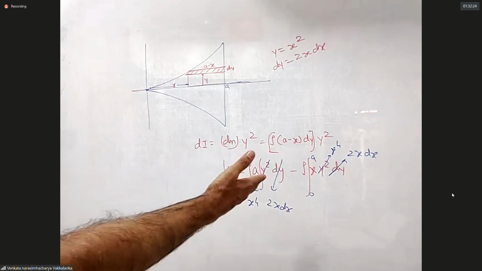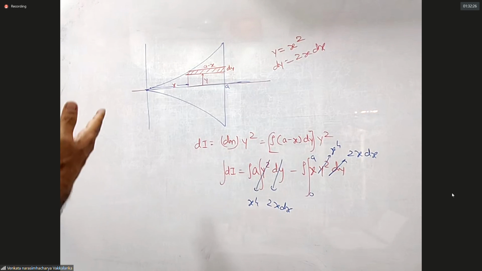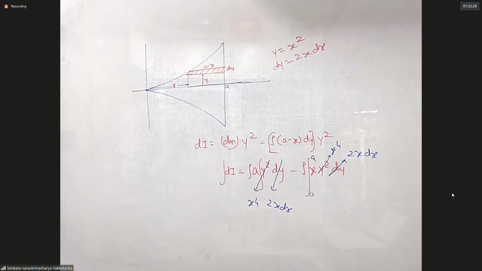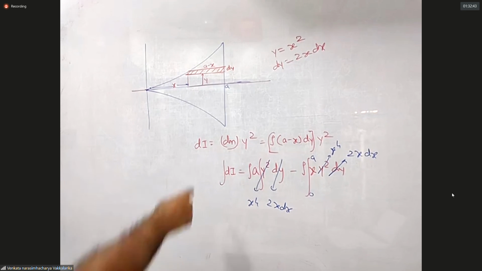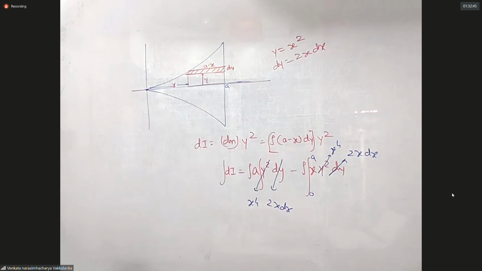Arre bhai, you are integrating with respect to x. Least value of x is 0. Maximum value of x is a. If you did it in y, you would take a square, but x is a. We are integrating with respect to x. The least value of x is 0. Maximum value is a. The final end result has to be multiplied by 2 because we have taken the lower mass.